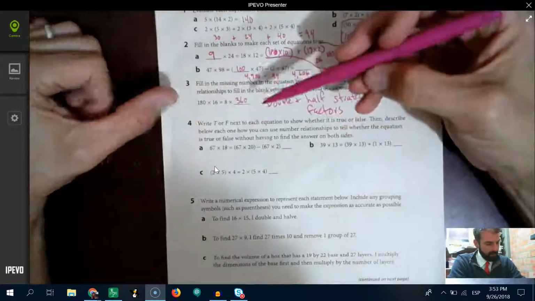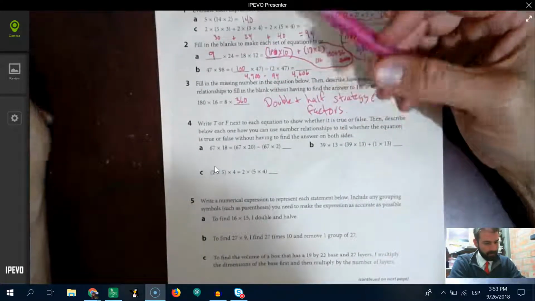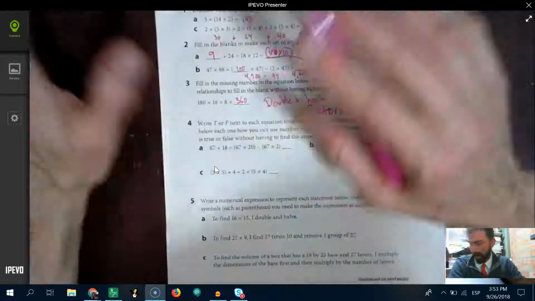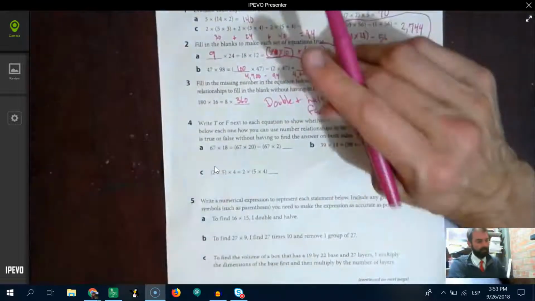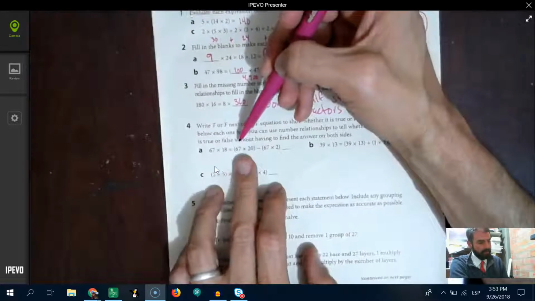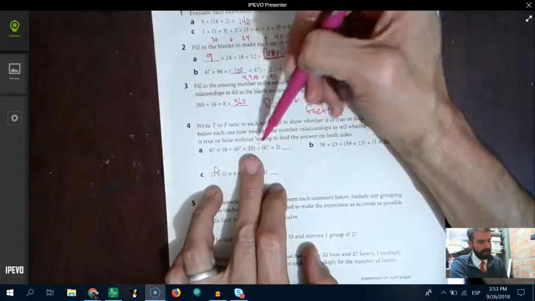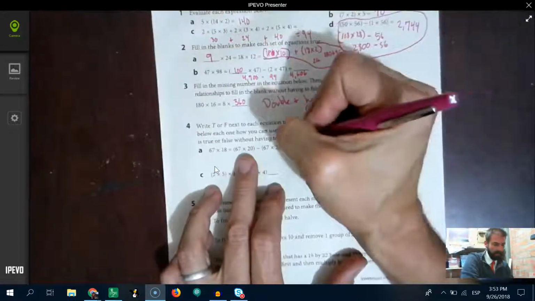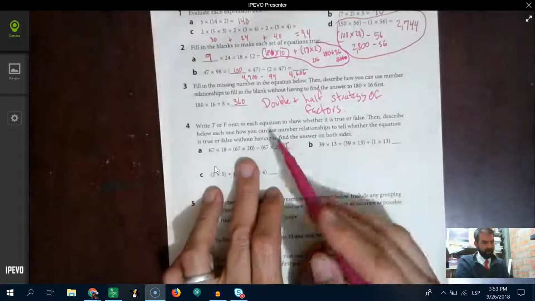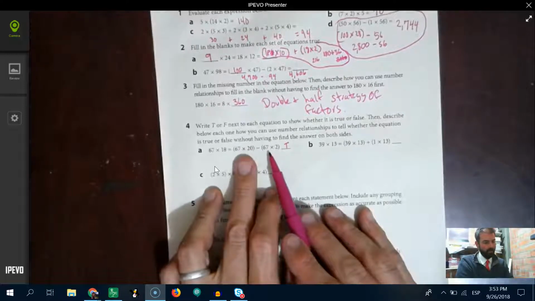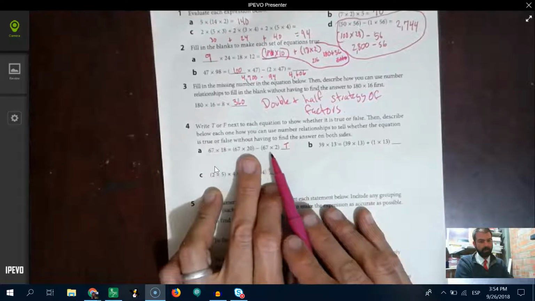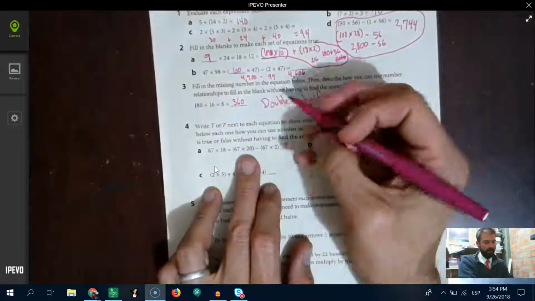Then describe below each one how you can use number relationships to tell whether the equation is true or false without having to find the answer. So I'm going to do no answer finding. I have 67 times 18 equals 67 times 20 minus 67 times 2. Yeah, that's true. And the reason it's true is that I know that this is 20 and then taking 2 groups away.